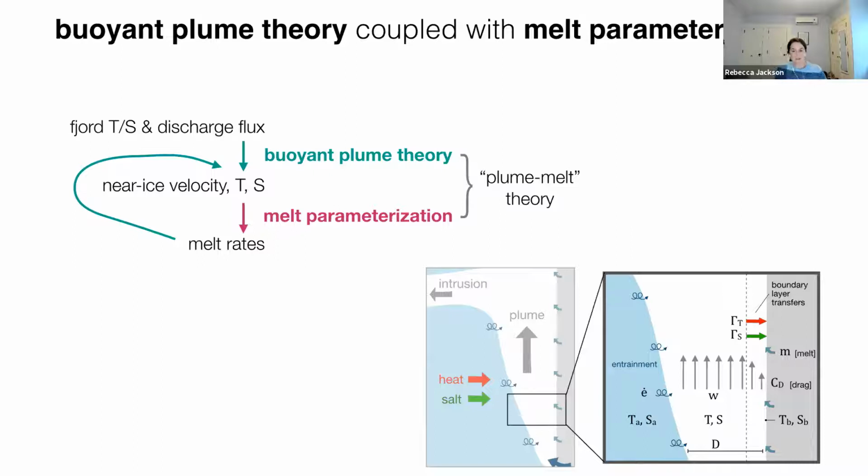And so the basic gist of how this is used is that if you know the fjord temperature and salinity, and you know some input of discharge at the base of the glacier, you can use buoyant plume theory to solve for the plume properties as it rises. That will give you the near-ice velocity, temperature, and salinity. Then with the melt parameterization, you can relate that to a melt rate. And then the melt rate itself feeds back as a source of buoyancy to the plume as it rises. So it's this nice, very simple coupled system. I'm skipping over the details, but I want you to have some sense for how this is used.